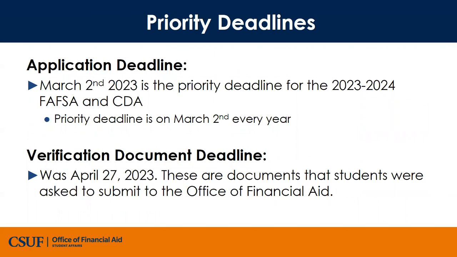It is also important to note that priority deadlines are very significant. For financial aid applicants, the FAFSA and California DREAM Act have a priority deadline of March 2nd every year. Additionally, for students selected for financial aid verification, the priority deadline to submit financial aid documents is typically in late April. For the 2023-2024 academic year, the priority deadline was April 27th, 2023.